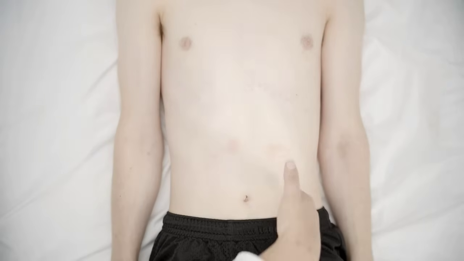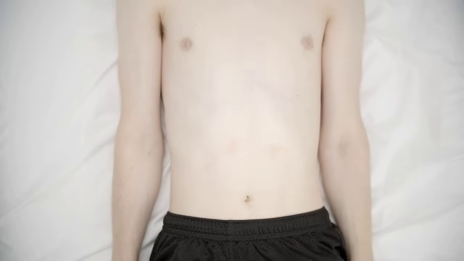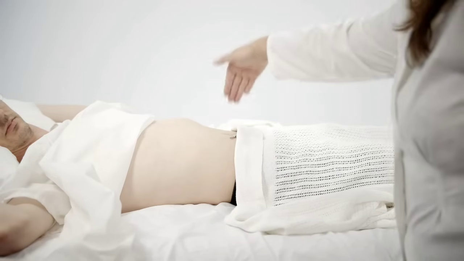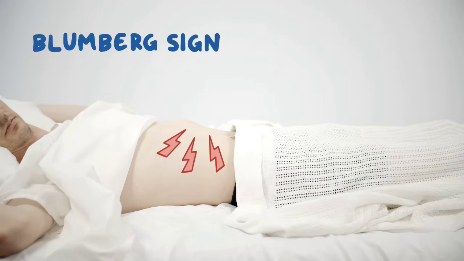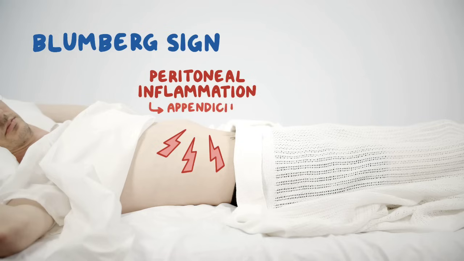If there was any tenderness or pain, we would check for rebound tenderness with the Blumberg sign. Away from any painful areas, we push one hand perpendicular into the abdomen, slowly and gently. Pulling the hand away quickly, we see if Fred experiences any pain. Pain would suggest peritoneal inflammation, often accompanying appendicitis.